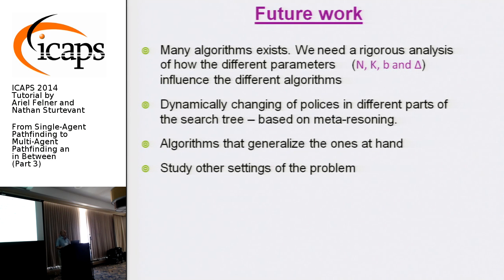How different parameters influence the different algorithms: the number of agents, the size of the graph, the branching factor, delta, density. All this has a lot of influence on the different algorithms, and we just don't know yet how. And of course, there are many ways to continue with developing more sophisticated algorithms, combining them, adding meta-reasoning, adding more enhancements, and so on.